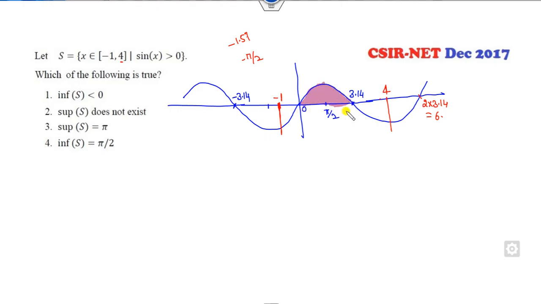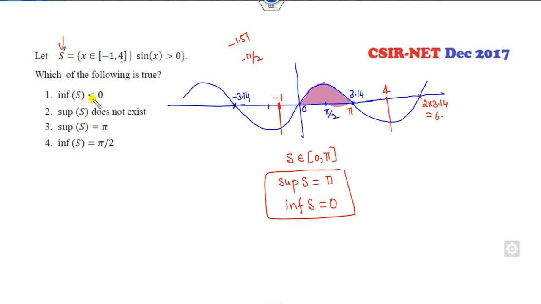So what is the limit of this? It's 0, it's pi, and they are talking about the infimum, not the limit. So S will be basically 0 to pi. So what is the supremum of S? It is pi. Infimum of S is 0. Now look at the options. Infimum is less than 0, cancel. Supremum does not exist, cancel. Supremum is 0, this option is cancelled. So the right option is only C, my right answer.